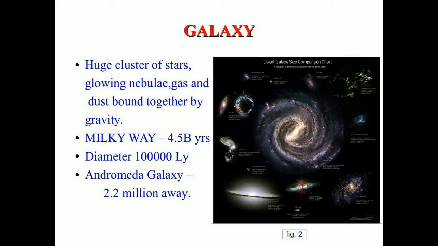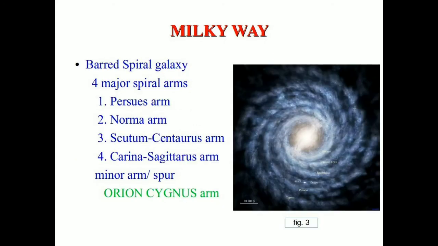Galaxy. A galaxy is a large collection of stars, glowing nebula, gas, and dust bound together by gravity. Nebula means bright or dark clouds, often composed of gases, hovering in the space between the stars. Milky Way is our galaxy and it formed around 4.5 billion years ago. Andromeda and Magellanic Clouds are galaxies near to us.